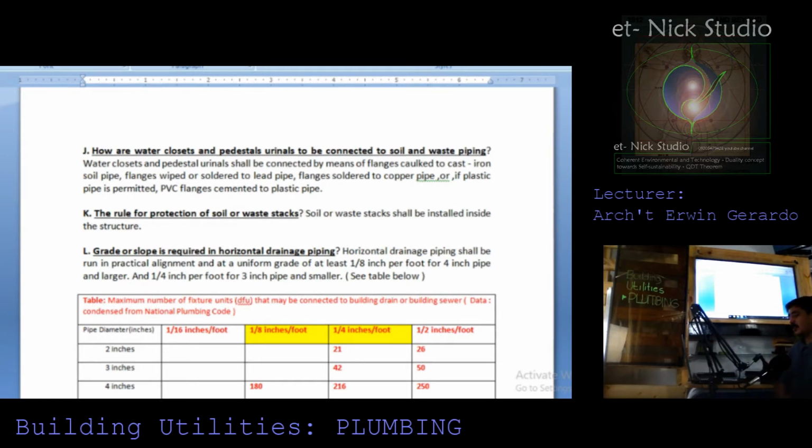The rule for protection of soil or waste stacks: soil or waste stacks shall be installed inside the structure.